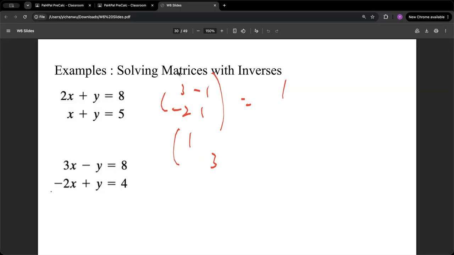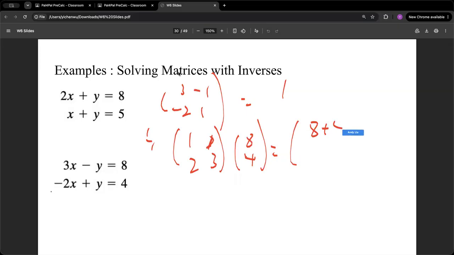It's 1, 1, 2, 3. Right. In any case, we still have a 1 over 1 factor, so it doesn't matter. Now we can again multiply this 8 by 8, 4. This is equal to 8 plus 4, 2 times 8 plus 4 times 3, which is equal to 12, 28. And so that is the solution to the second one.